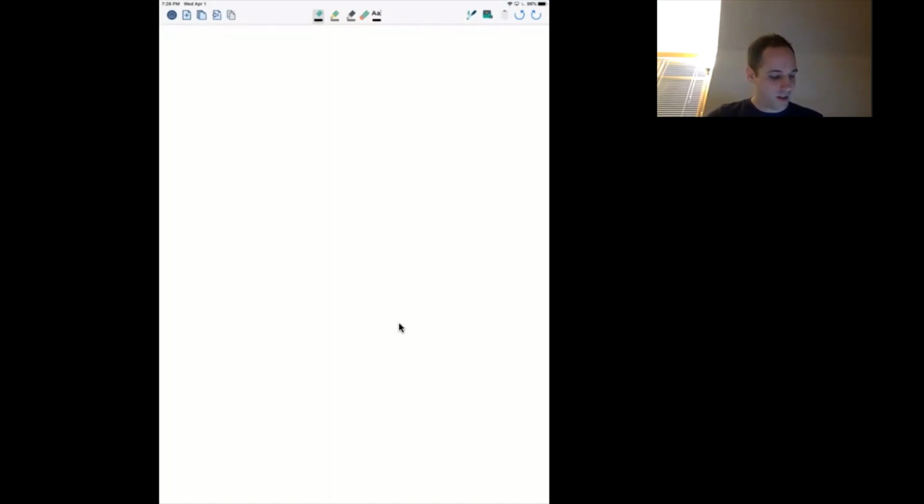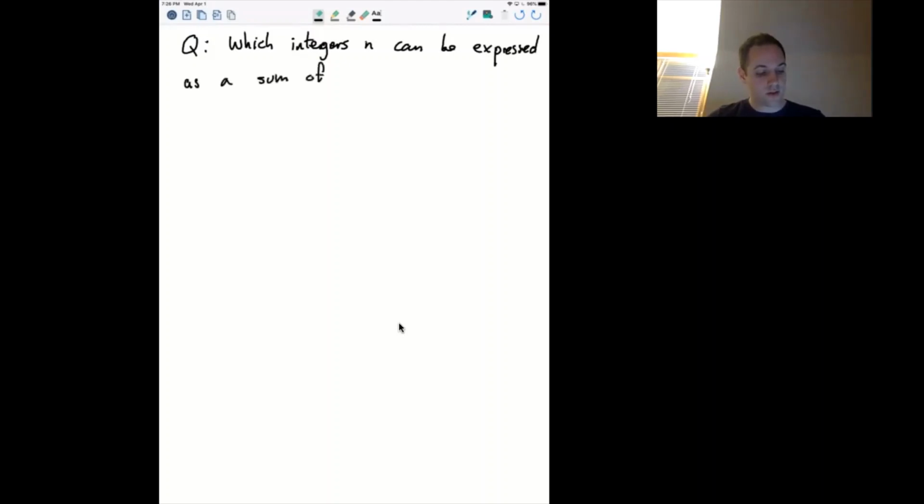So the question that I want to ask and hopefully answer is, which integers n can be expressed as a sum of two perfect squares. Okay, so in other words, I want to write n as a squared plus b squared, where a and b are in Z.